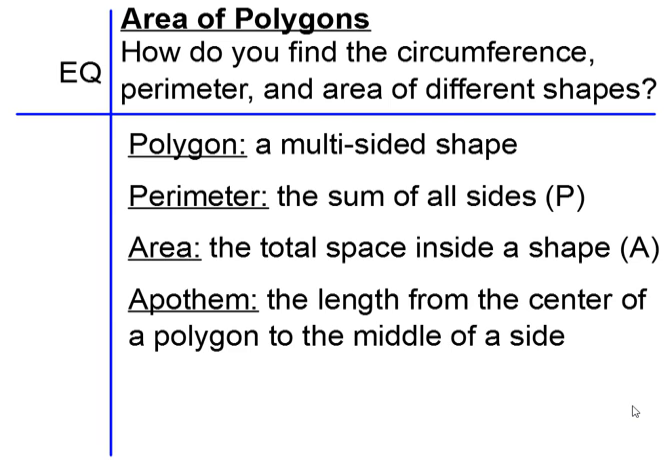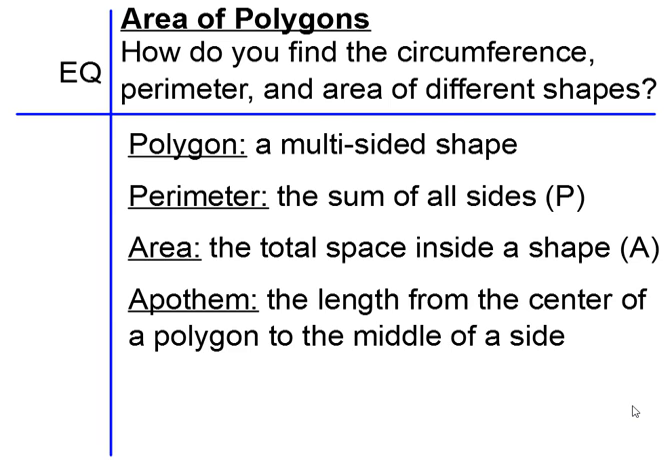So our definitions we should think about today are polygon, which is a multi-sided shape, starting with triangles and all the way up and through decagons, which have 10 sides, quadrilaterals with 4 sides, pentagons with 5 sides. Perimeter, the sum of all the sides, which will always be written as a capital P. So if you want to find a perimeter, you just add up all the sides of a shape. The area is the total space inside a shape, and it will always be symbolized by a capital A.